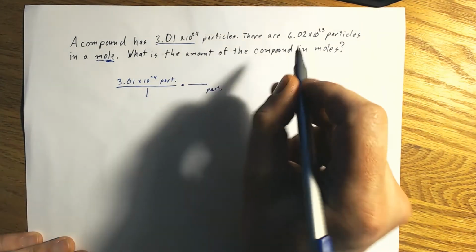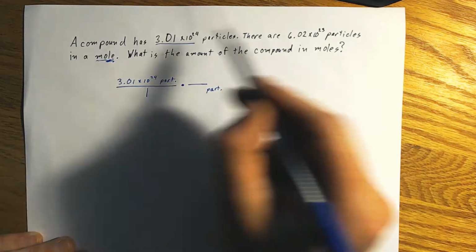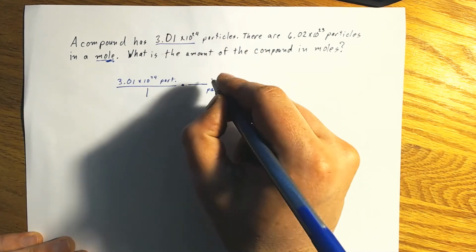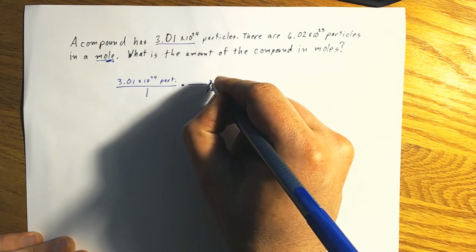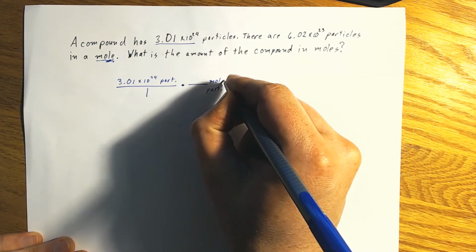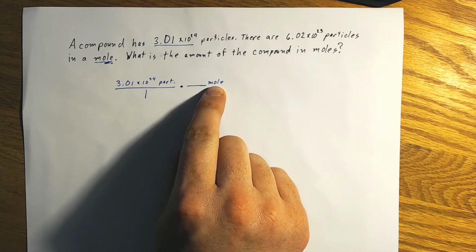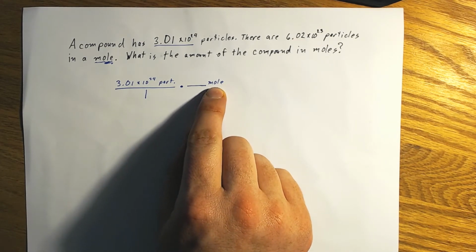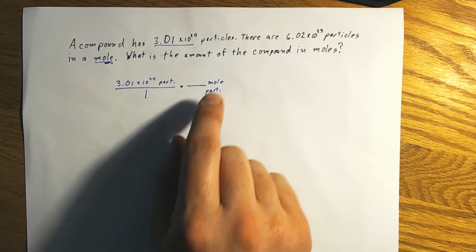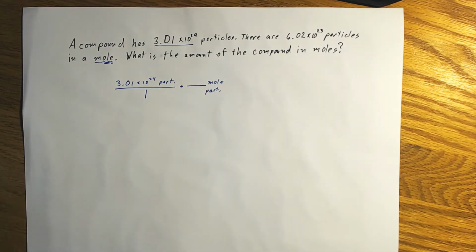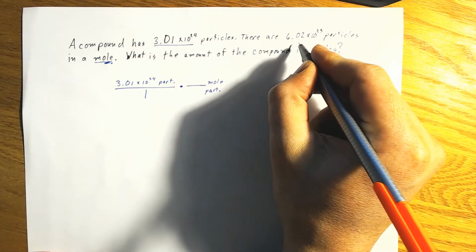And we're going to go to moles. We can go from particles to moles because the problem gives us the conversion. So particles on the bottom, moles on the top. Now we are in the units we want to go to, so now we can go back and fill in our numbers. So it says there are 6.02 times 10 to the 23rd.